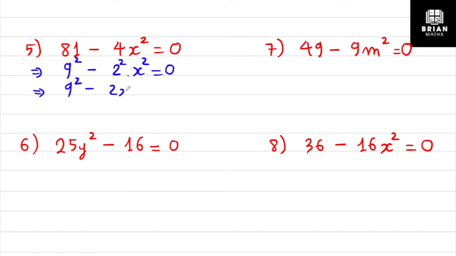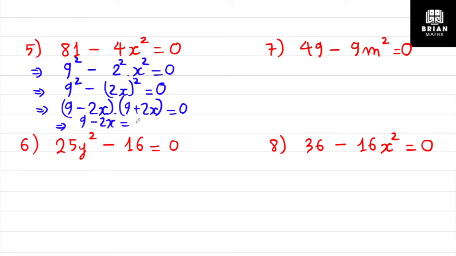9 square, 2x inside the bracket, and the outside you got square. So after this one, you got 9 minus 2x, and 9 plus 2x equal to 0. So factorizing, you got the factorizing form. And for this, you will got 9 minus 2x equal to 0, or 9 plus 2x equal to 0. So first one, x equal to 9 over 2, and the second one, you got negative 9 over 2. Okay, we done. Question 5.